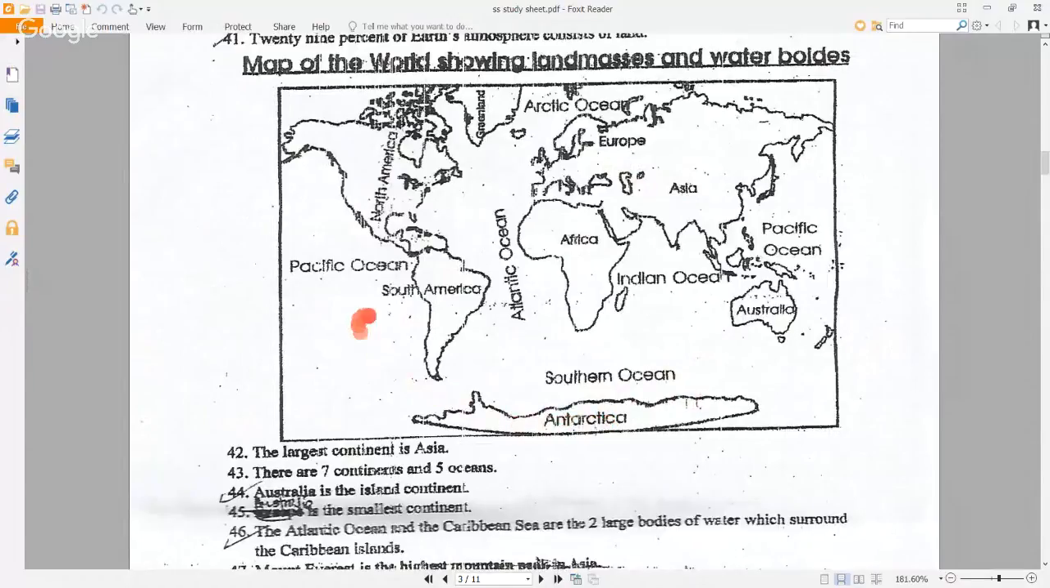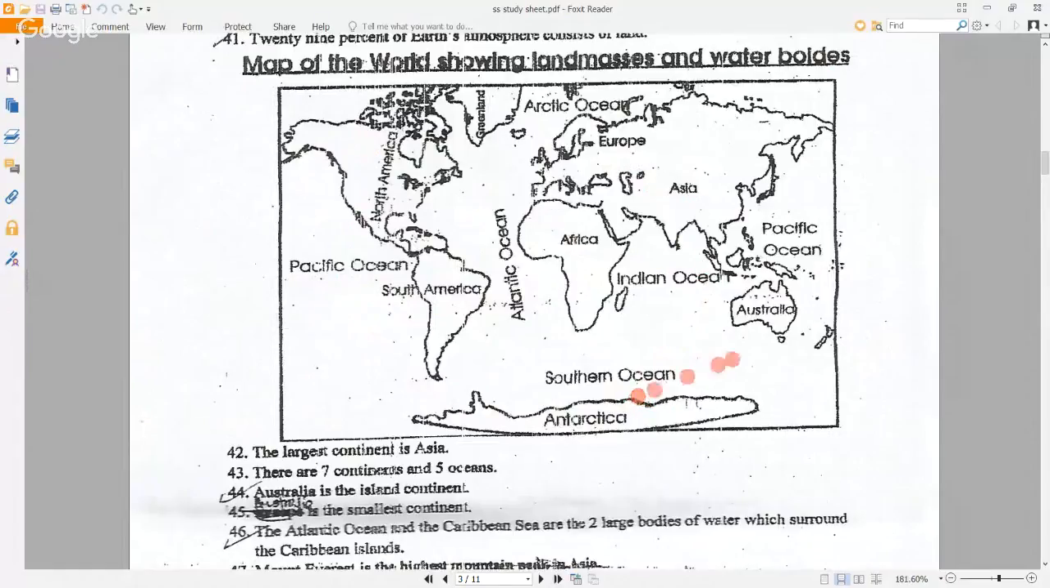We have the Pacific Ocean on both sides. Why? Because this map represents the globe, which is spherical, but the map is flat. So when we put it flat, we'll have the Pacific Ocean shown on both sides. We have the Pacific, we have the Atlantic, and the equator would run somewhere through here. So we would have the North Atlantic and the South Atlantic. We have the Arctic Ocean, the Indian Ocean, the Southern Ocean.